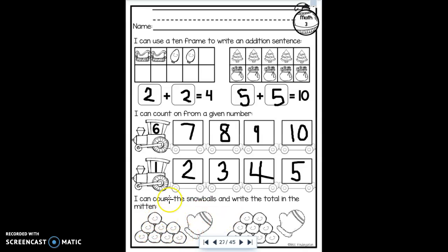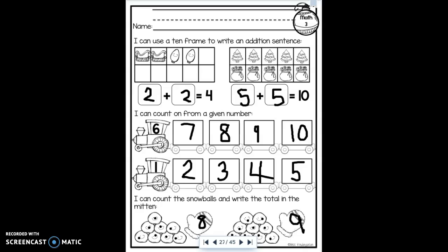So remember, I like to mark the snowballs so I know which ones I've counted. Let's start at the top. 1, 2, 3, 4, 5, 6, 7, 8. 8 snowballs in this pile. And how many does this person have? 1, 2, 3, 4, 5, 6, 7, 8, 9. This one has 9. Which one's more? 8 or 9? 9 is more. 9 is one more than 8.